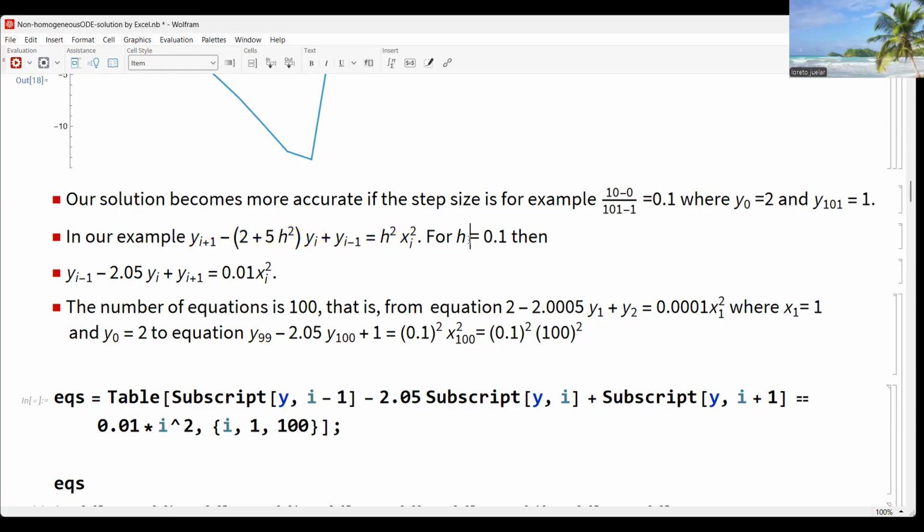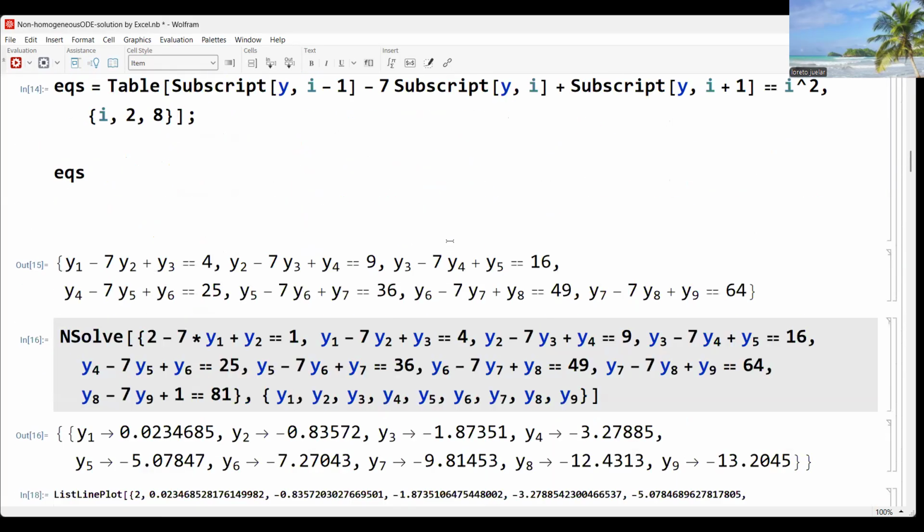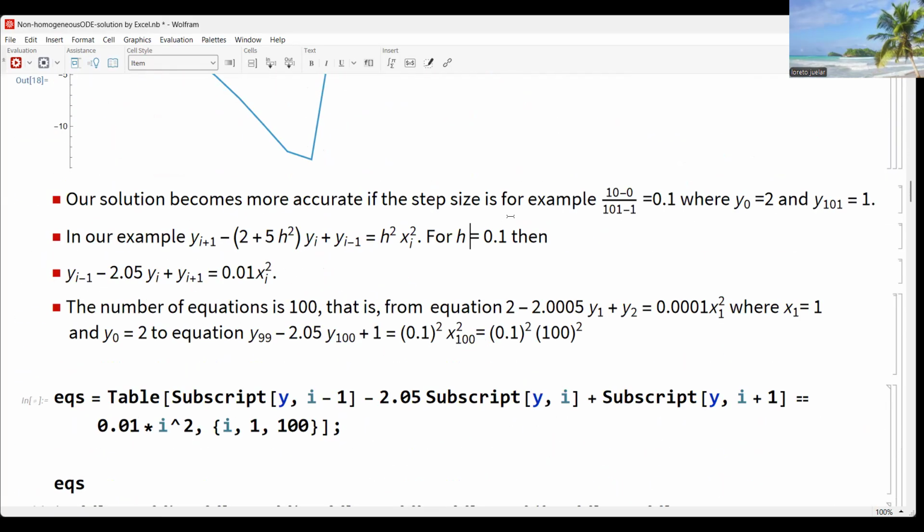And for here, our step size is equal to 0.1, so h is equal to 0.1. Then let us substitute h equal to 0.1 here in our approximating differential equations.